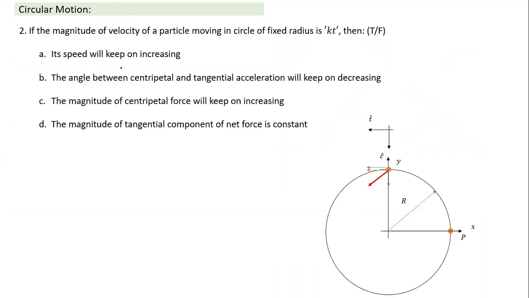Now let's understand some more similar questions. If the magnitude of velocity of a particle moving in a circle of fixed radius is k into t, what we notice here is that at time t equal to 0, velocity is 0, and the magnitude of velocity keeps increasing.